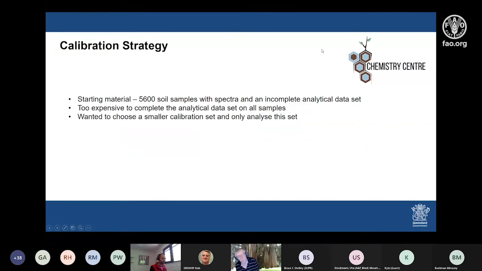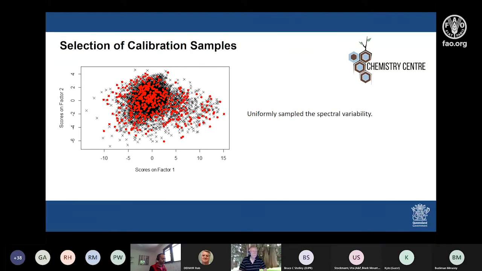Now, our calibration strategy: our starting material is about 5,500 soil samples with spectra, but we had an incomplete analytical data set. It's too expensive to complete the analytical data set on all the samples, so we wanted to choose a smaller calibration set and only analyze this set. To choose the calibration samples, we converted the spectra into principal component scores, and then we uniformly sampled the spectral variability. In the diagram, you can see that the red dots are our uniform sample. So it covers most of the variability shown in the diagram.